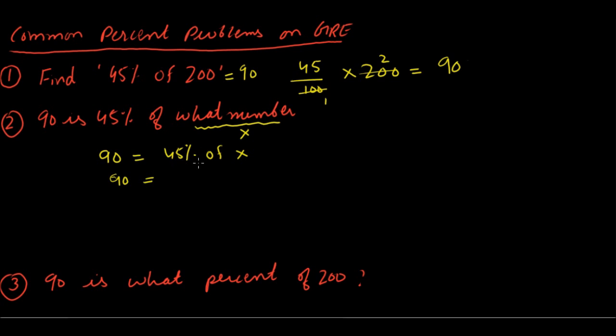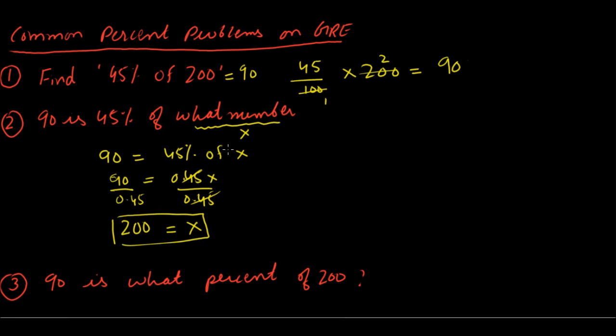So similar process: 45%, I take out the percent sign, I divide by 100, I'll have 0.45. "Of" goes away, giving me a multiplication sign, so I will have 0.45x. Now to solve for x, I can divide by 0.45 on both sides. This 0.45 and 0.45 cancel. 90 divided by 0.45 will give me 200, and that's what my x comes out to be. So the number whose 45% is 90 is 200.